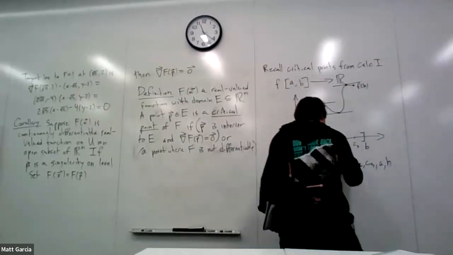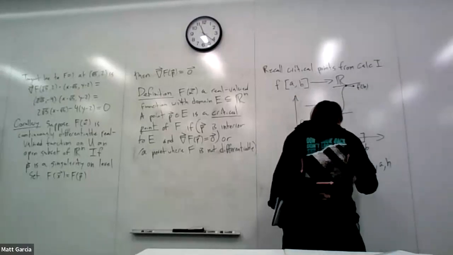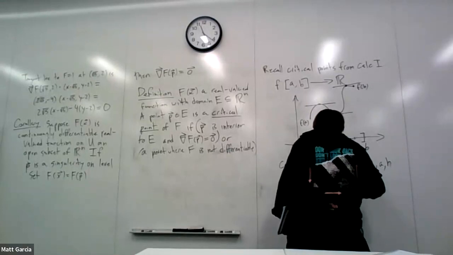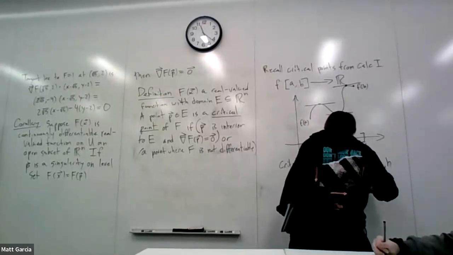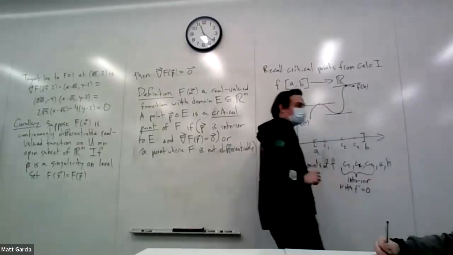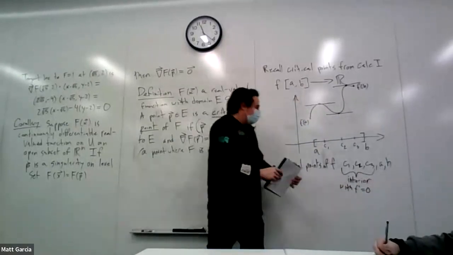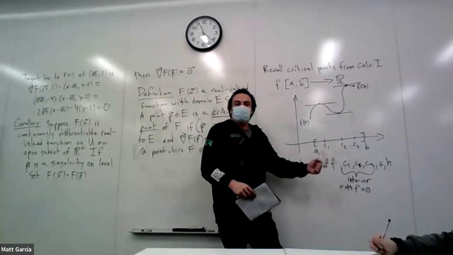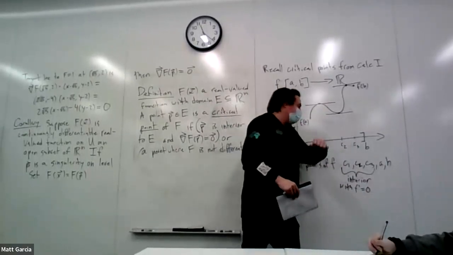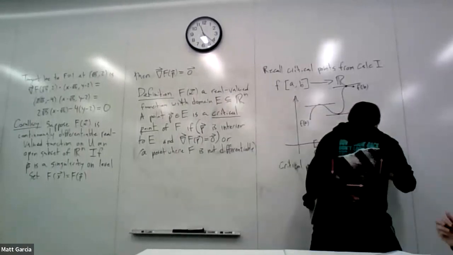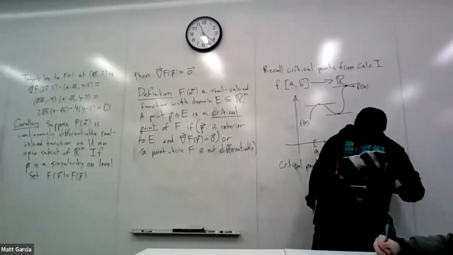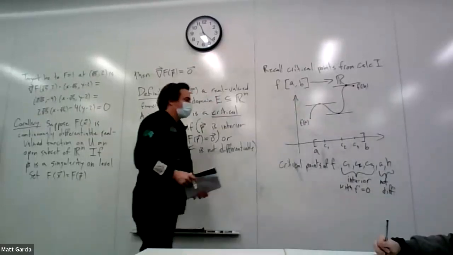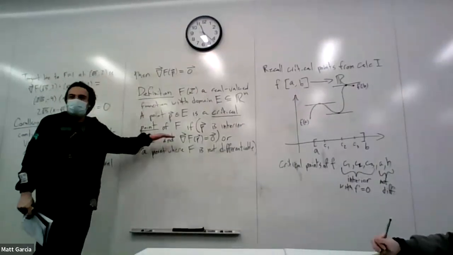So C1 through C3 are interior with f prime equal to 0. Right? They're interior, they're inside the boundary of the interval. Right? And then on the boundary, we're not differentiable. That's exactly what we're saying here.